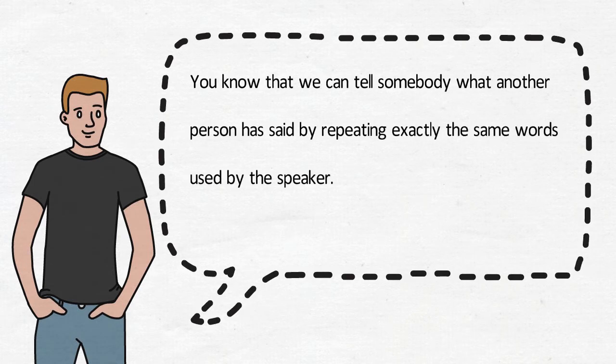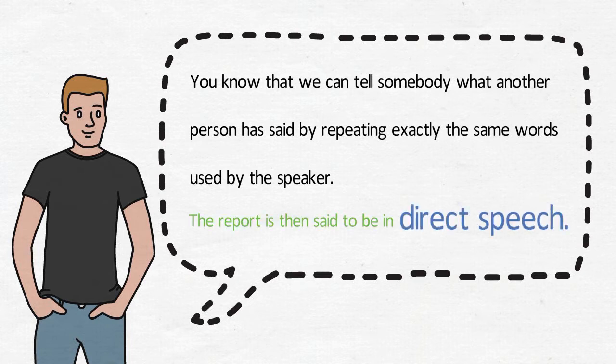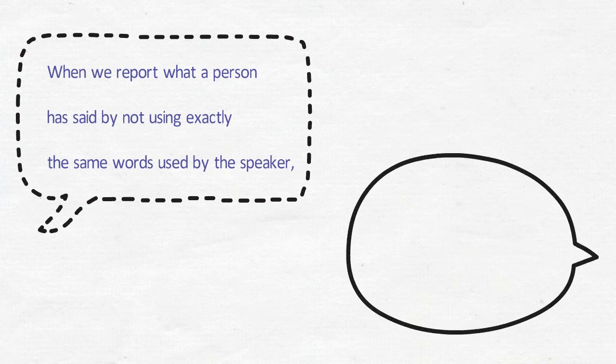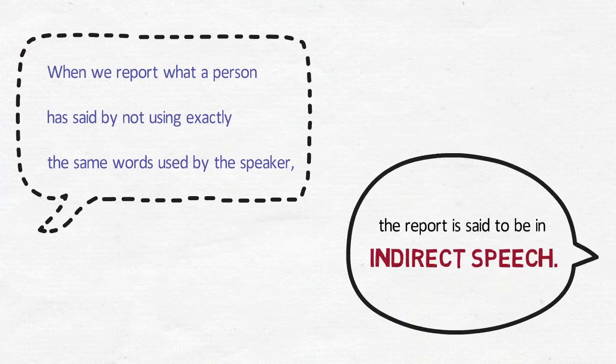You know that we can tell somebody what another person has said by repeating exactly the same words used by the speaker. The report is then said to be direct speech. When we report what a person has said by not using exactly the same words used by the speaker, the report is said to be indirect speech.